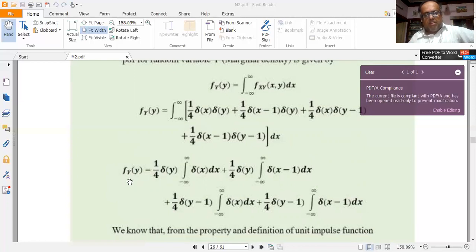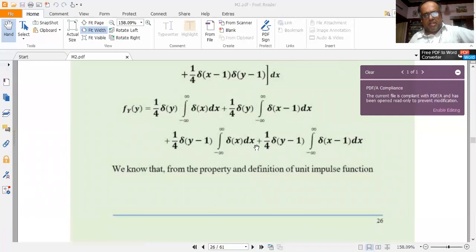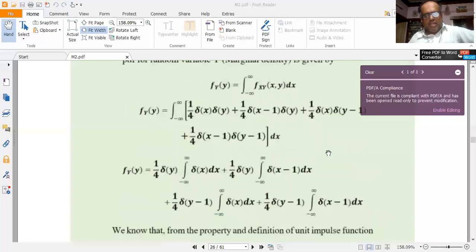So due to this, I get fy of y is equal to 1 by 4 delta of y integral minus infinity to plus infinity delta of x dx plus 1 by 4 delta of y integral minus infinity to plus infinity delta of x minus 1 dx plus 1 by 4 delta of y minus 1 integral minus infinity to plus infinity delta of x dx plus 1 by 4 delta of y minus 1 integral minus infinity to plus infinity delta of x minus 1 dx. I have just removed the constants and the delta of y and delta of y minus 1 terms outside the integral sign in these four integrals, because I am integrating with respect to x.